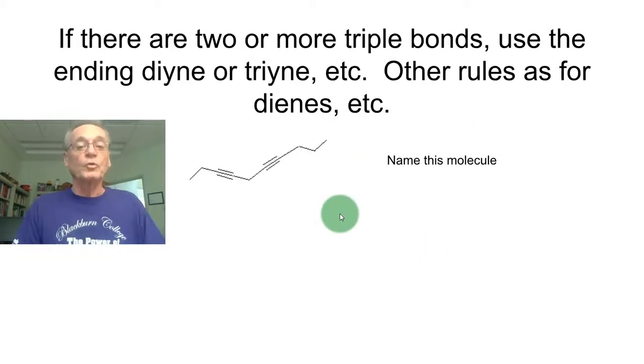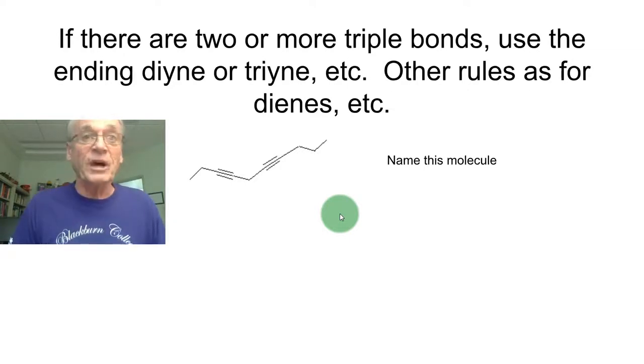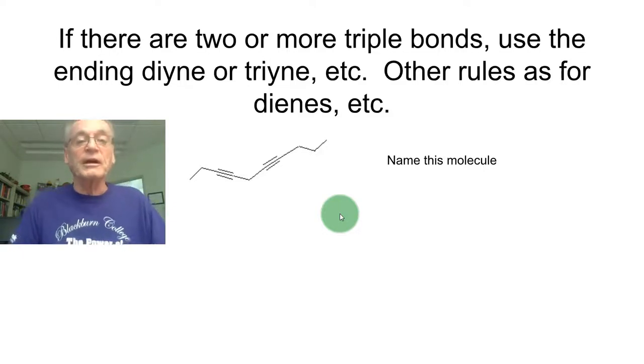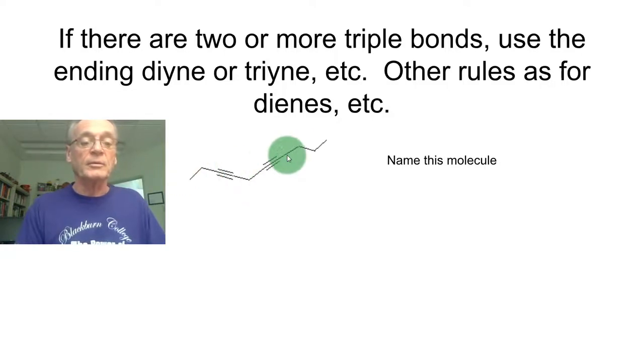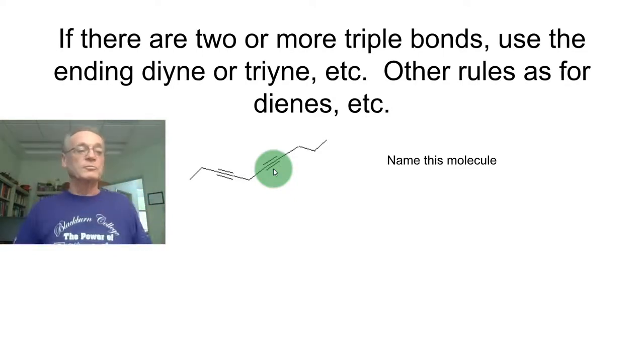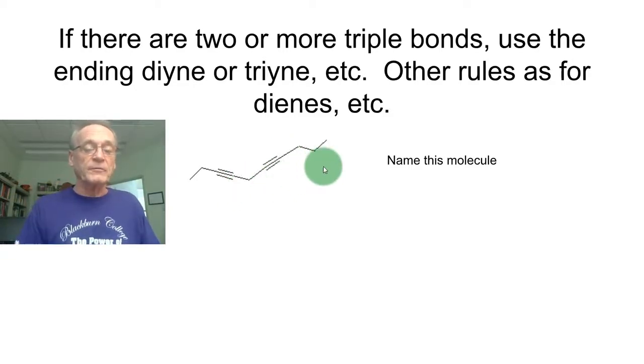Now, if there are 2 or more triple bonds, as is very possible, just as we saw with alkenes, you can have dienes and trienes. So is true with triple bonds. You could have diynes and triynes and so on. So what do you do in a case like this? Well, again, we're going to number from the end closest to the first of the triple bonds. If they're equidistant from the 2 ends, then of course we'd have to use whichever end is closest to the first branch point, and so on. In any case, go ahead and stop the video and give me a name for that compound. Don't forget it's a diyne because there are 2 triple bonds in it.